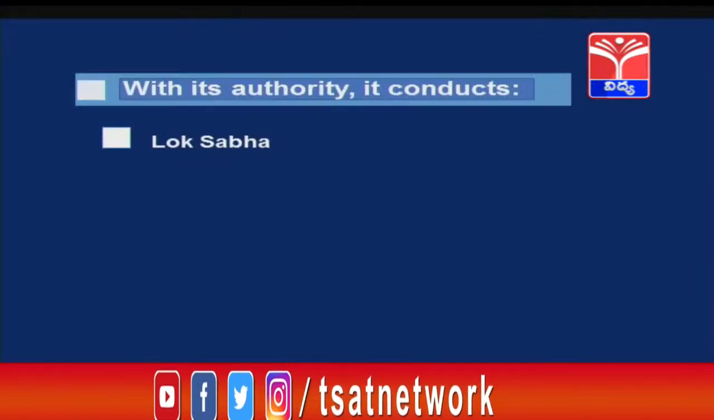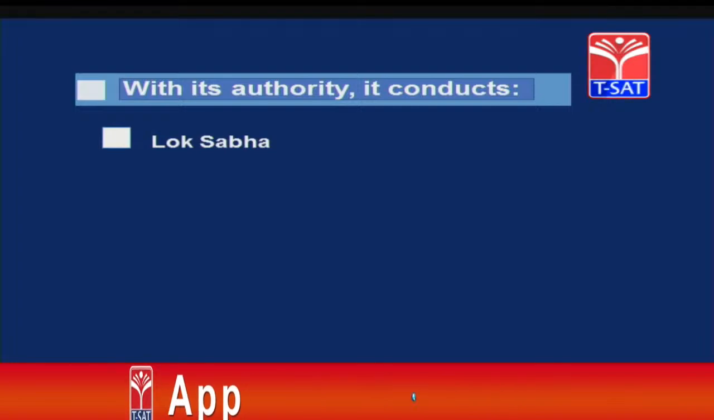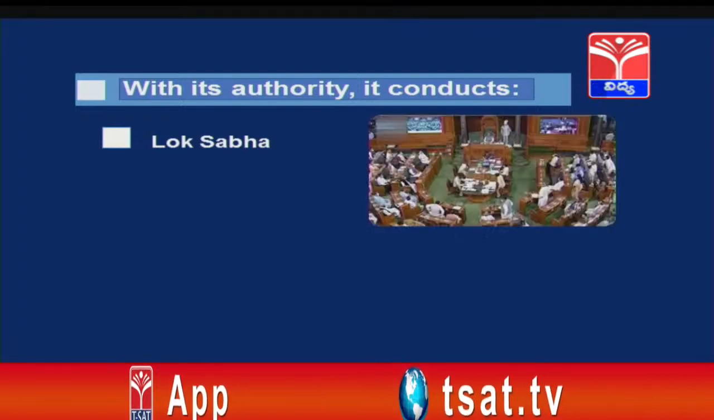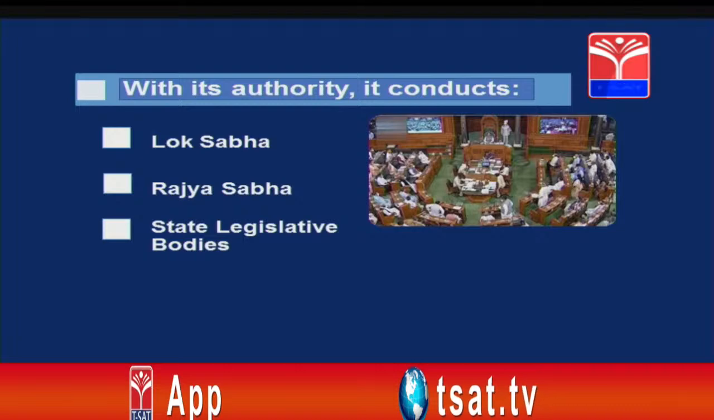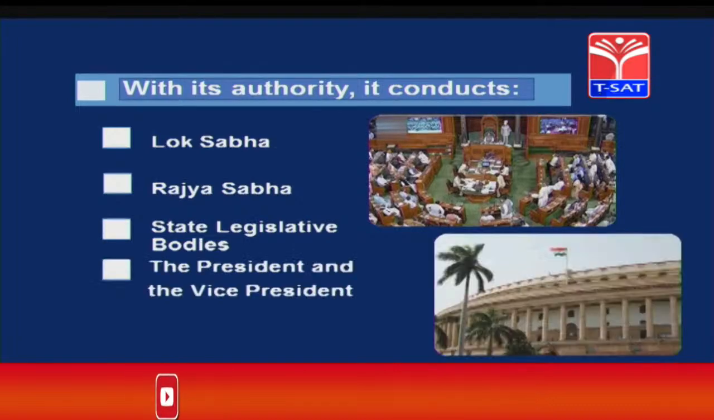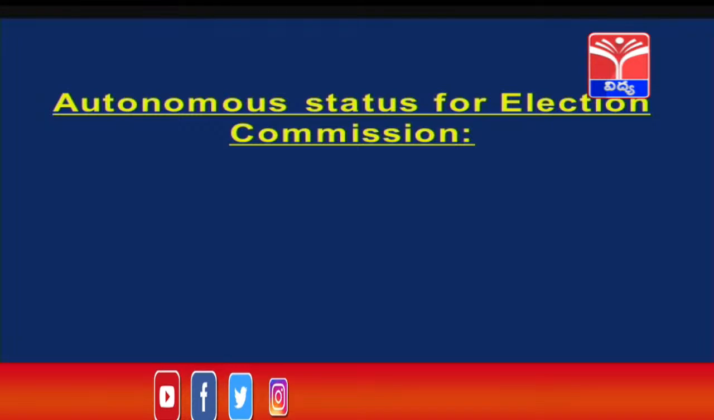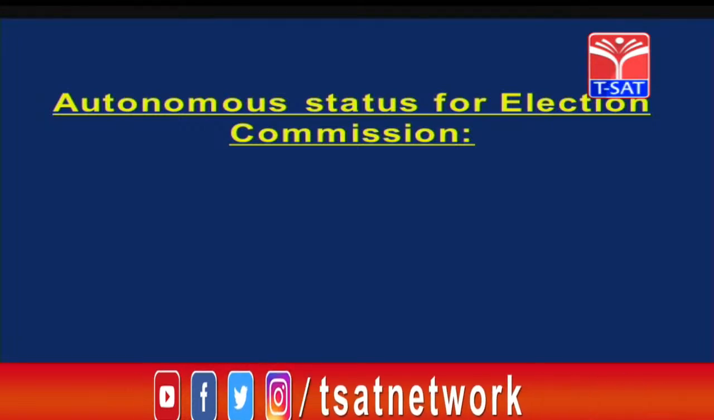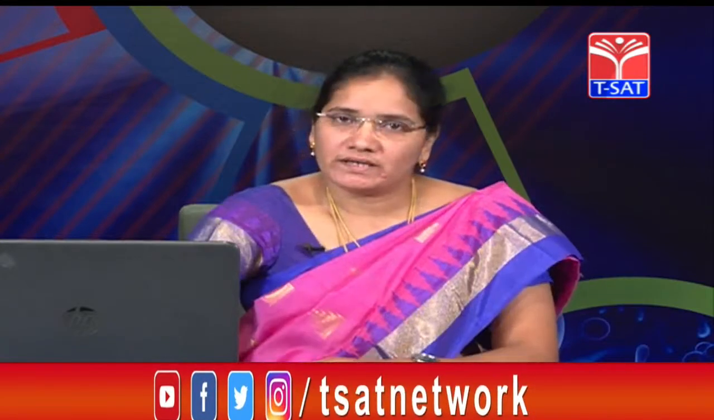The Election Commission, with its authority, conducts elections for Lok Sabha, Rajya Sabha, state legislative bodies and the President and the Vice President. This Election Commission has an autonomous status. Children, autonomous means free. That means this commission is free from anyone else. They need not be answerable to anyone. It is not controlled by anything else. So, the Election Commission has an autonomous status.